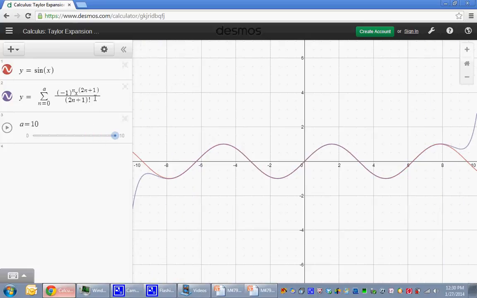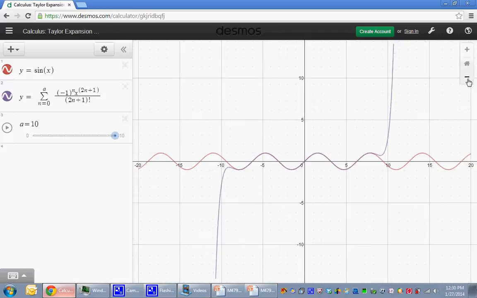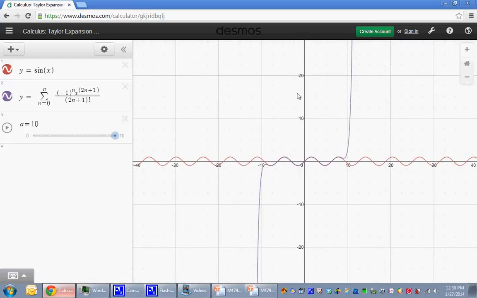Now, I'm getting the number 21 by doing 2 times 10 plus 1 to get 21, so the degree 21 Taylor polynomial. And you can see it overlaps pretty darn well with the sine graph, but if you zoom out, it's still not perfect. The only way to make it perfect is to have an infinite number of powers of x, which is not something you could actually do.